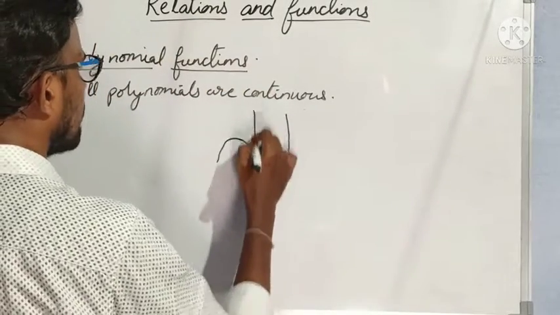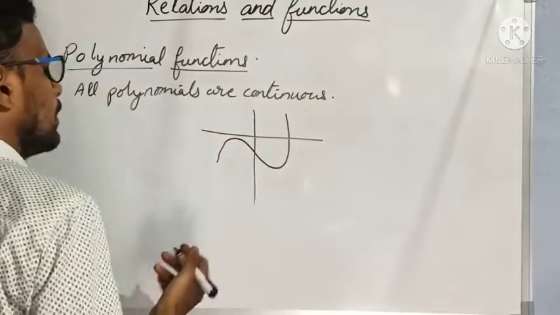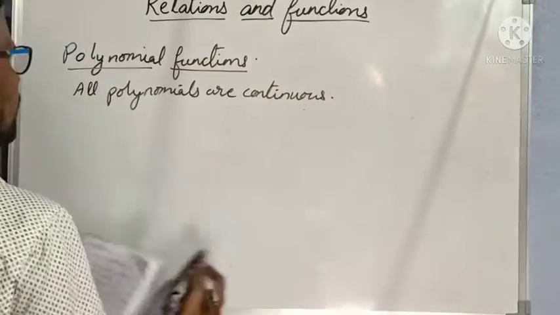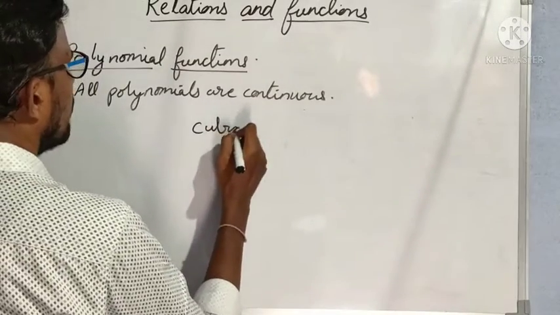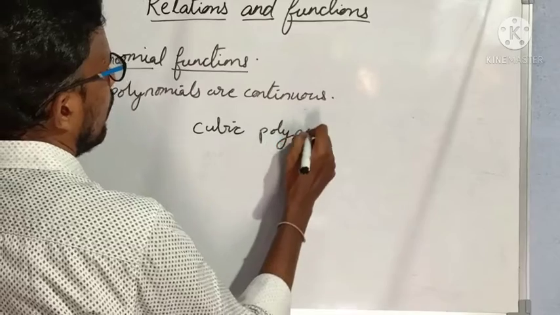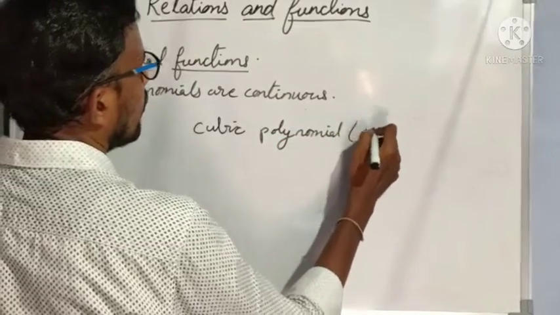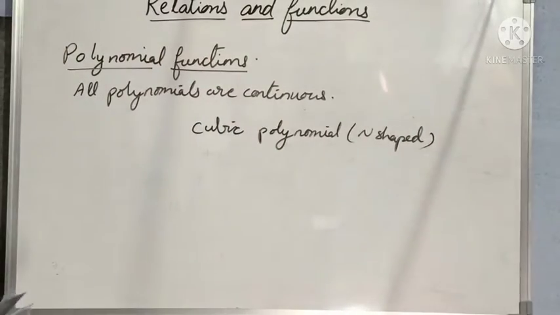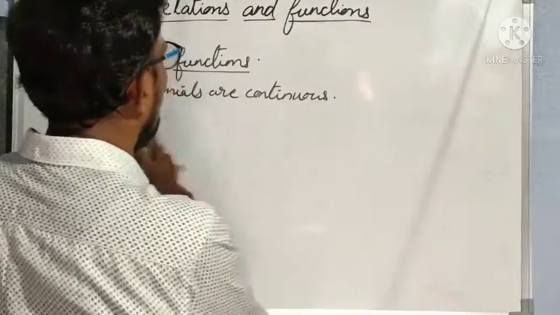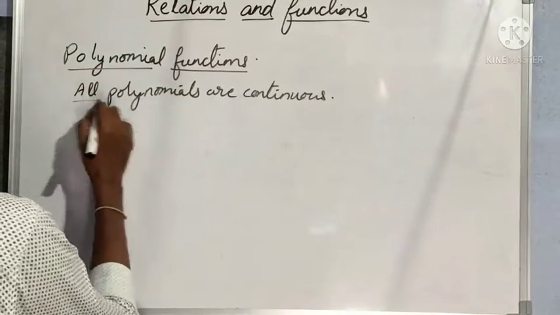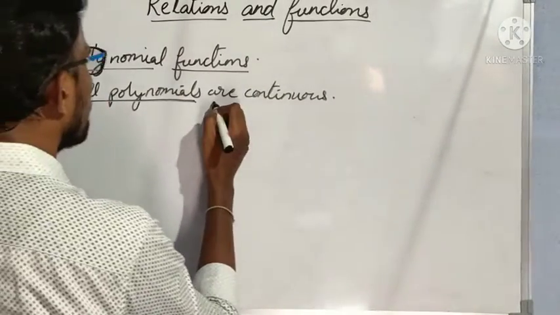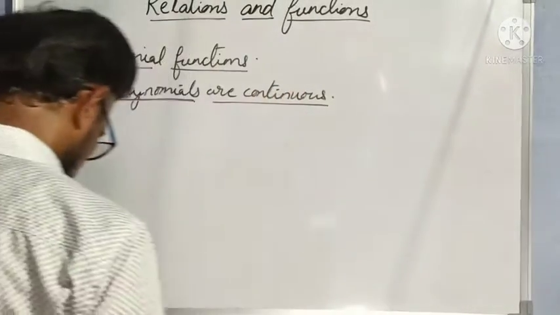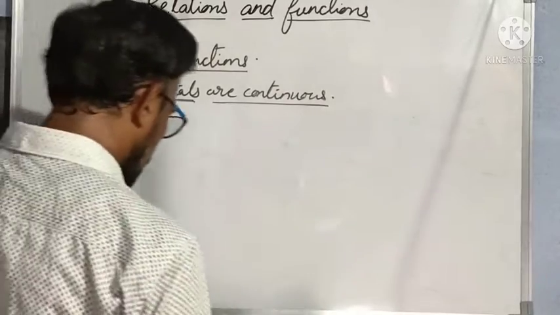Okay, however it may be like this, or however it may be, but just keep in mind that an n-shaped curve should be there for what type of polynomials? Cubic polynomials. Understood? Cubic polynomials are what type of curves? N-shaped curves. Okay. Next, we know that all polynomial graphs are continuous, means no discontinuity will be there in the curve. Clear? So this is about polynomial functions.